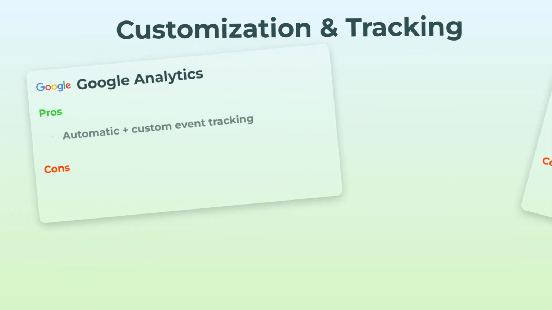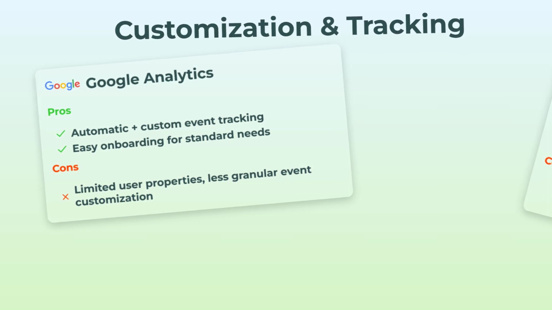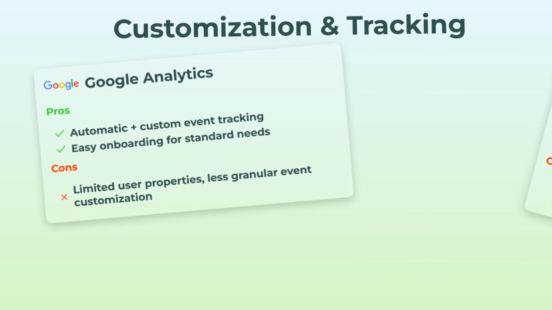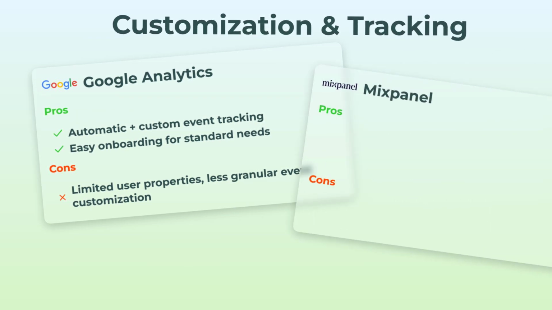Next, let's look at customization and tracking. Google Analytics. It's pretty easy to get rolling. And yeah, it does have automatic plus custom event tracking for the basics. But when you want to get super granular, like you want to track every single quirky user action or build really rich user profiles, it can be a bit restrictive.